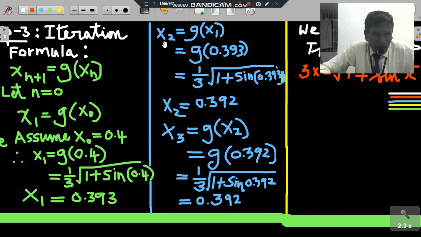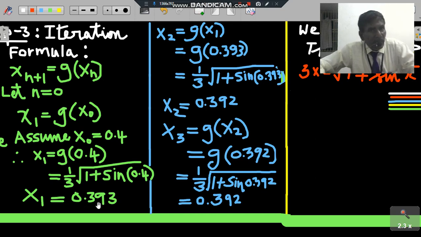To get the second approximation by using this particular formula, the second approximation would be equal to the g value of the first approximation. The first approximation value is 0.393. So we put that value here, and by the definition of g, the value for this would be equal to this. That means the second approximation would be equal to 0.392. Now come to the third approximation.